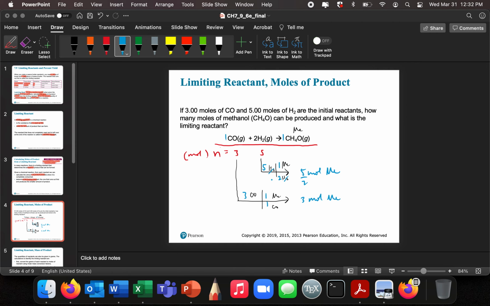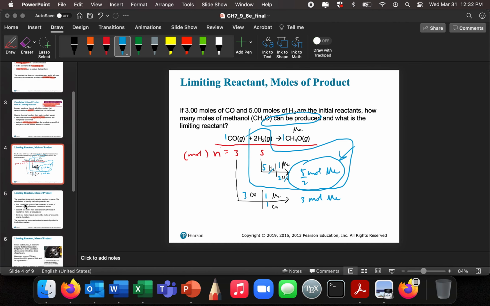So if I can use all my carbon monoxide, I can make 3 moles of methanol. Well, it looks like I'm going to run out of my hydrogen first, right? It's the smaller number. So I'm going to circle that and say, this is the maximum I can make because I don't have enough to make 3 moles. I'm going to run out of my hydrogen first. That's the limiting reactant. So the question is, how much can be produced? It's here. And what's the limiting reactant? It is here.